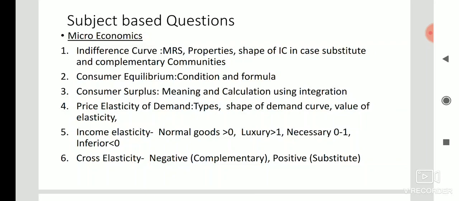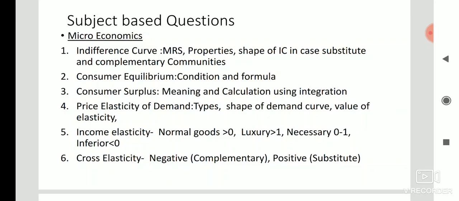Similarly, sometimes the question comes as the value of elasticity of demand. If demand is perfectly elastic, then the value is equal to infinity. If it is perfectly inelastic, the value is equal to 0. If it is unitary elastic, then the value is equal to 1.